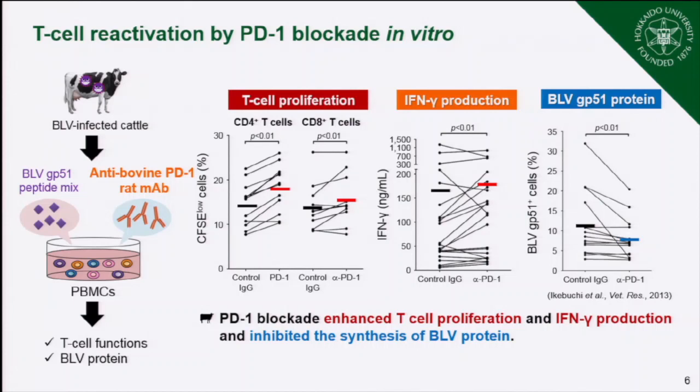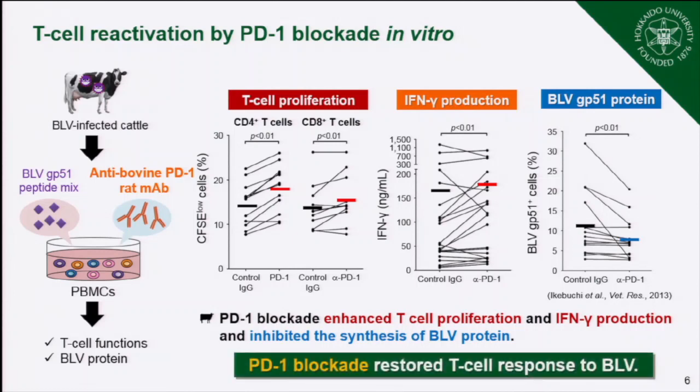As shown here, CD4 and CD8 positive T-cell proliferation were successfully enhanced by PD-1 blockade, and interferon gamma production, mainly from T cells, was also upregulated by PD-1 blockade. And most importantly, BLV-GP51 protein synthesis was inhibited by PD-1 blockade in vitro. So based on those in vitro data, PD-1 blockade restored T-cell response to BLV in vitro.